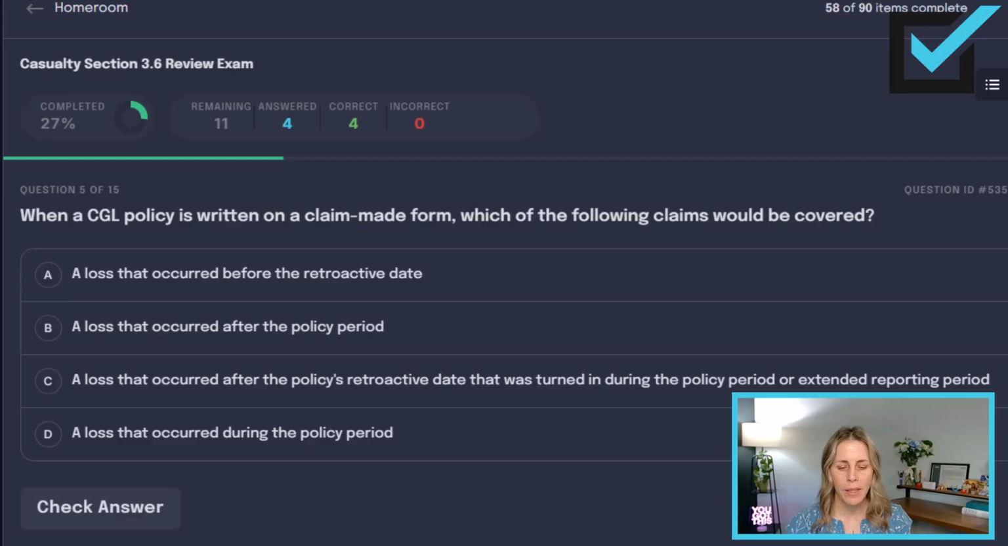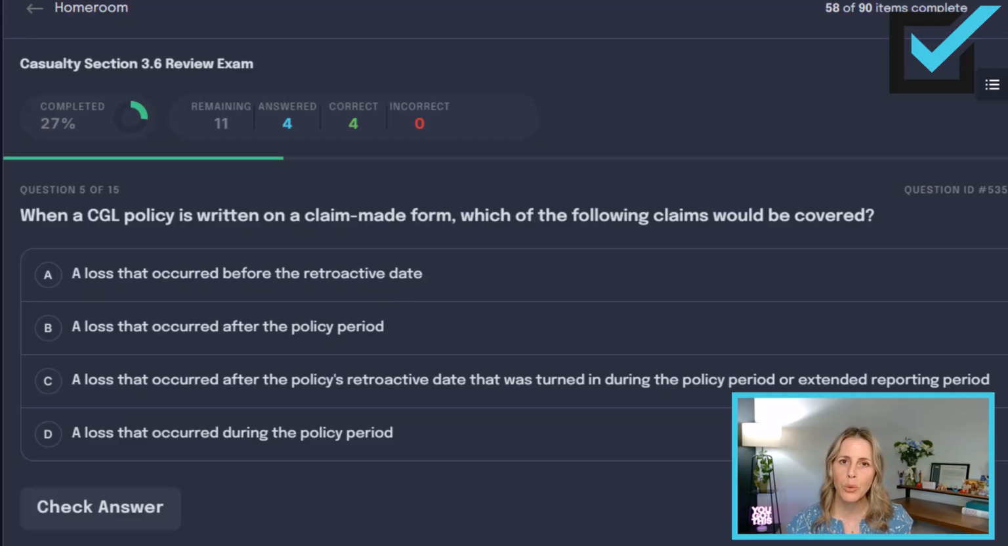When a CGL policy is written on a claims-made form, which of the following claims would be covered? A loss that occurred before the retroactive date, a loss that occurred after the policy period, a loss that occurred after the policy's retroactive date that was turned in during the policy period or extended reporting period, a loss that occurred during the policy period. So although the choice of D is correct, it is always your job to pick the most correct answer.